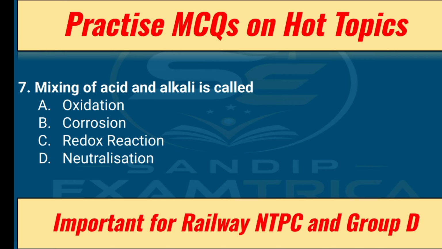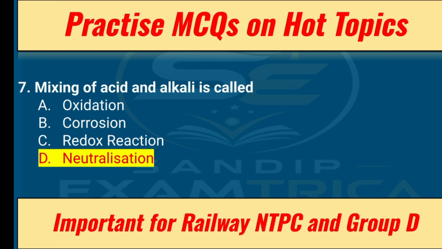Mixing of acid and alkali is called, when we are mixing acid and alkali, both are of opposite nature, so their salt and water is produced. This type of reaction is called neutralization reaction. The correct answer will be option D.